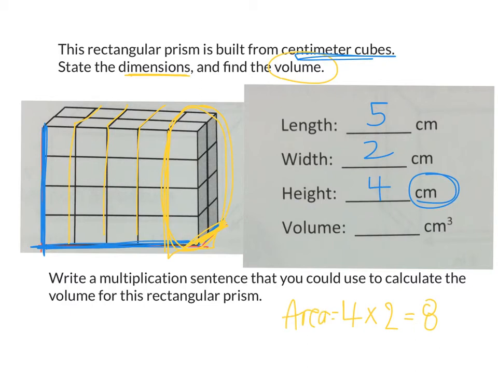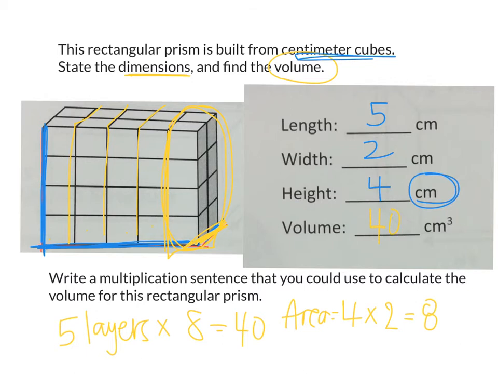But how many of those slices do we have? 5. So we have to do 5 layers times the area, which is, of course, 8, right? So 5 times 8 is 40. So how many total cubes are there? 40 cubic centimeters. Very good.